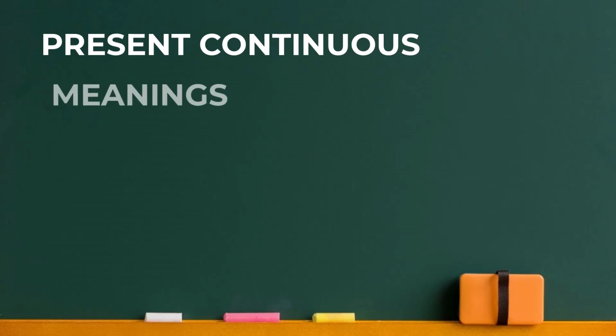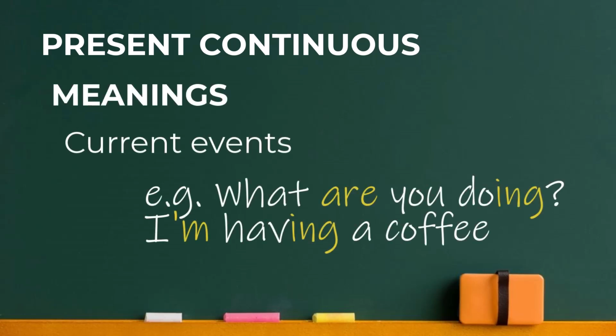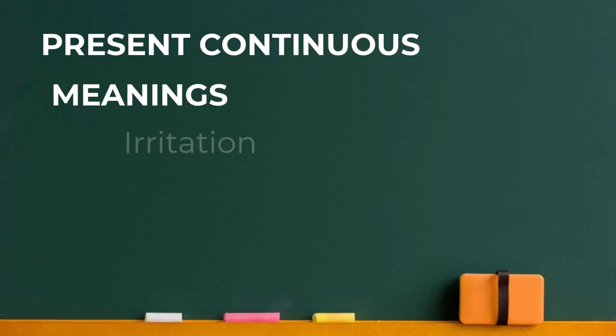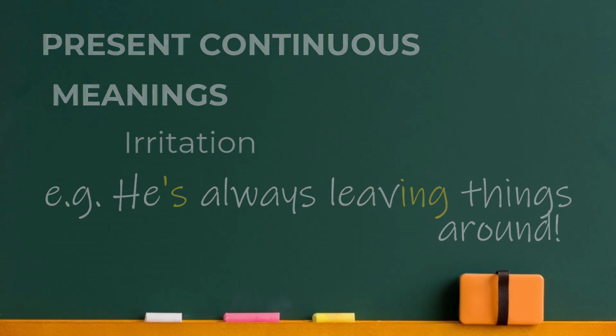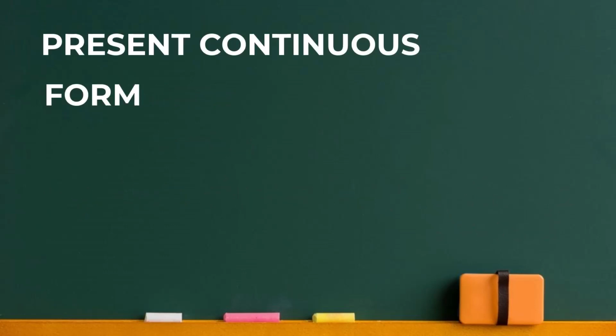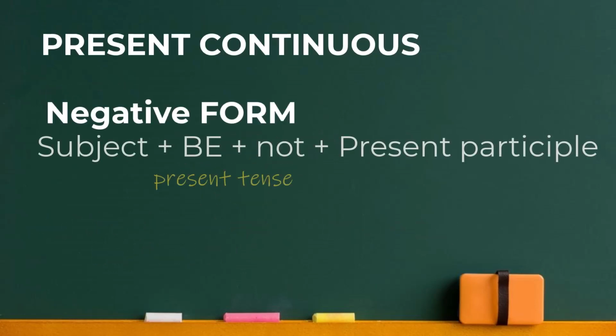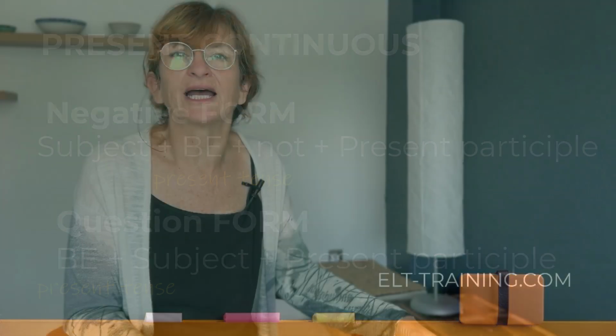So before the lesson, you need to make sure that you know exactly what the language looks like and how it works. If you're teaching the present continuous, for example, you need to know all of its common meanings: current events, events around now, arrangements, irritation. You need to know the form of it. And also how it's usually pronounced in connected speech.